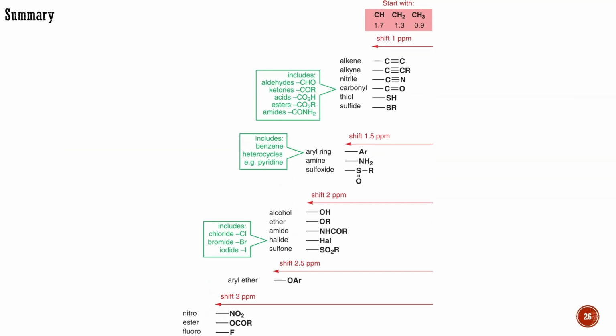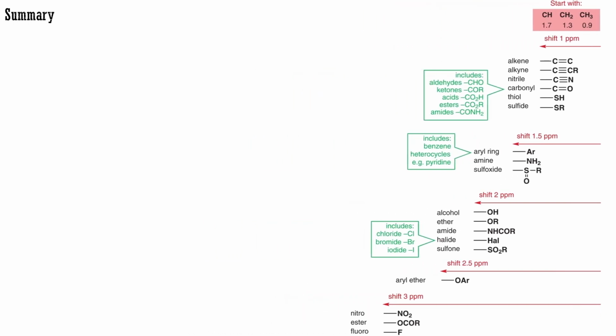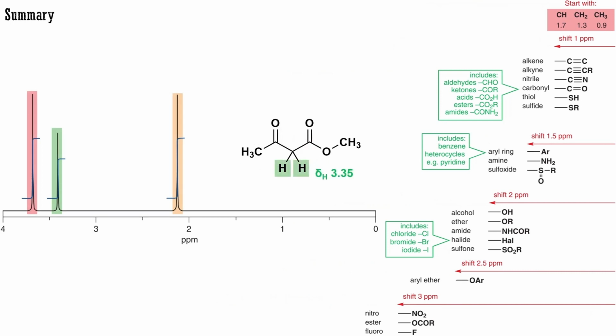The answers deduced from this chart won't be perfect, but will give a good guide. Remember, these shifts are additive. Let's take a simple example, the ketoester on the left. There are just 3 signals, and the integration alone distinguishes the 2 methyl groups from the CH2 group.